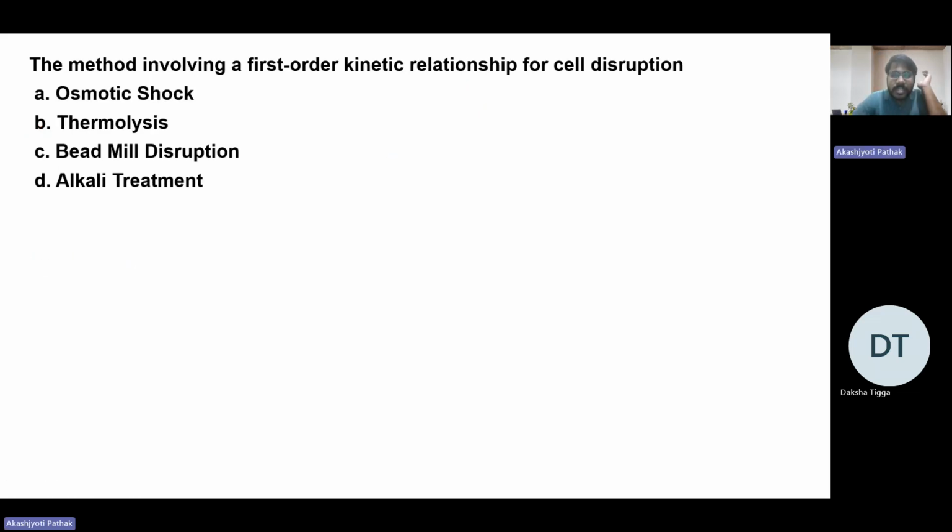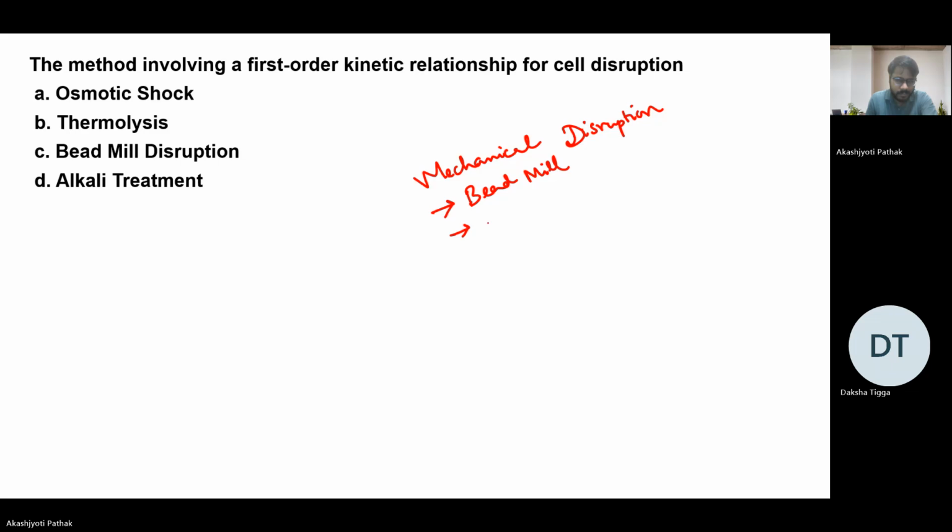Now, the method involving a first order kinetic relationship for cell disruption is what? All these mechanical disruption methods that we learned. What are the two mechanical disruption methods that we learned? One is the bead mill method, and the second is the high pressure homogenizer or French press. All of these follow first order kinetics. So the answer is bead mill disruption.